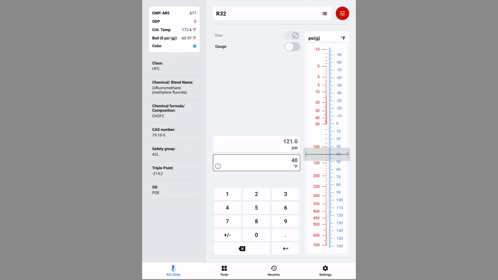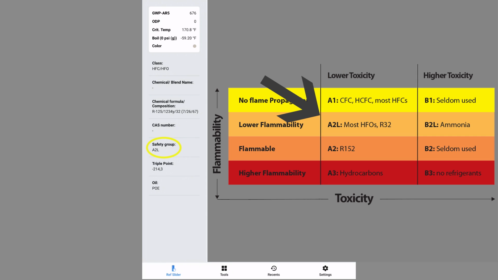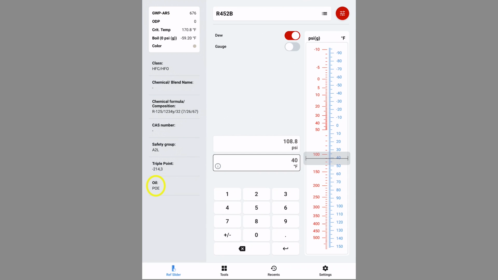Now, there's other refrigerants that are being examined as well, such as R452B, and you see that the global warming potential for this refrigerant is 676. In the chemical formula right here, you see that it has R125, but it only has 7% of that. It uses R1234YF, and it has 26% of that, and there's 67% of R32. So it's made up of three refrigerants as a refrigerant blend, but this one also has an A2L safety group rating. It does use POE oil, and this refrigerant is made up of HFC refrigerants, which are hydrogen fluorine carbon refrigerants, and the HFO refrigerant R1234YF.